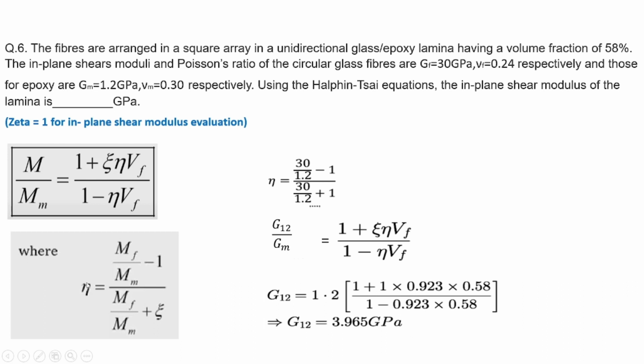So now we put the values in the equation. Eta we will get, we are given, no, here we are given the in-plane shear modulus of the fiber and matrix, and the zeta value will be equal to 1. We will get eta. Then put the value of eta and zeta and volume fraction, which is given 58%, in this equation. We will get the ratio of in-plane shear modulus of the lamina divided by that of the matrix, and it is already given here Gm equal to 1.2, and we can get the final value of in-plane shear modulus of the total lamina.